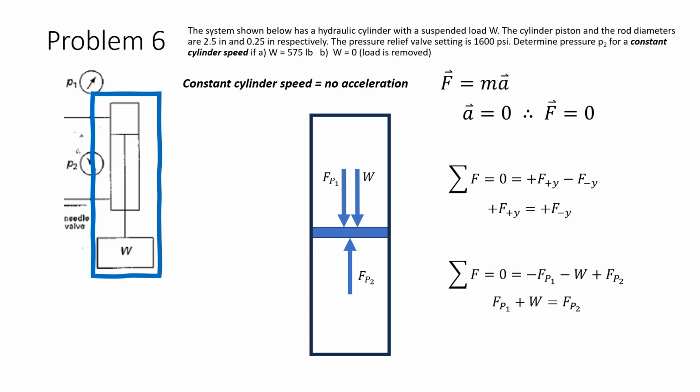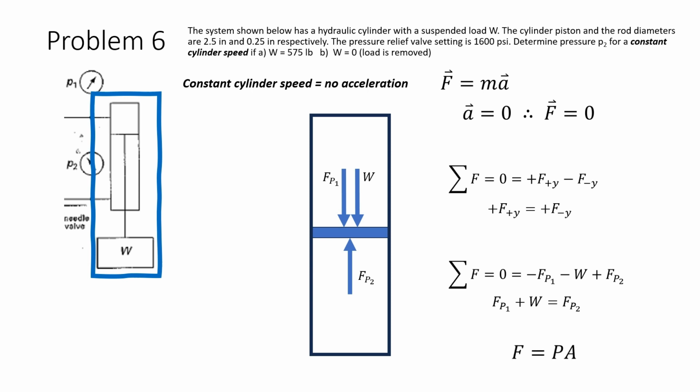Let's substitute in the values that we have here. In our first equation, you can see the negative force due to P1 and the negative force from the weight, and then the positive force due to P2. The other version would just be putting the forces in the negative y direction on one side and the forces in the positive y on the other side.